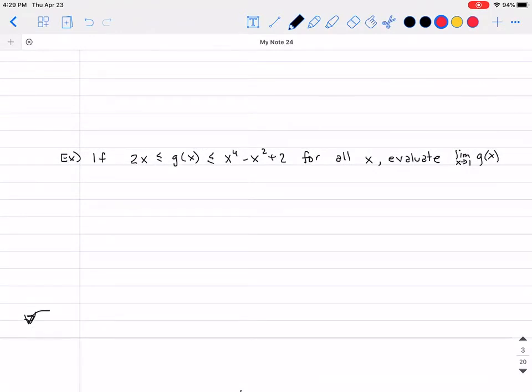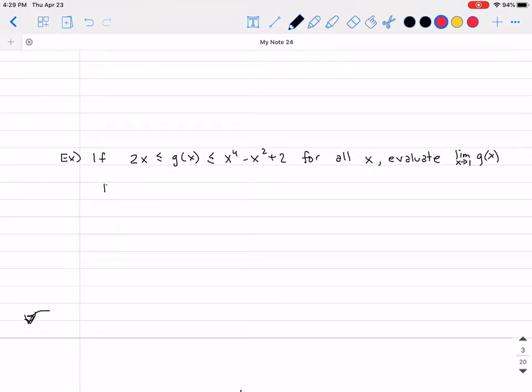So let me just scroll down over here to this example. Here you can see that if you have 2x is less than or equal to some function, which we don't know what the equation is, we'll call that g of x, and that's going to be less than or equal to x to the fourth minus x squared plus 2 for all x's that are real numbers in this case. I want to find out what is the limit as x approaches 1. So here's what we'll do then.